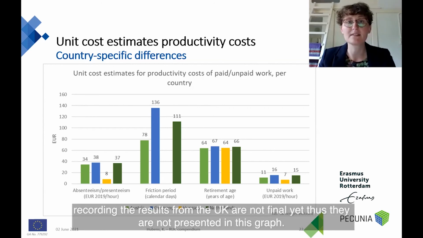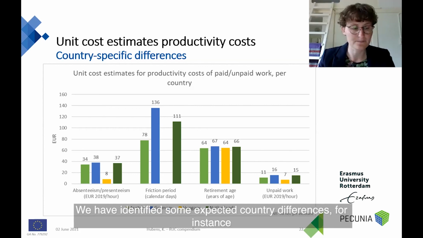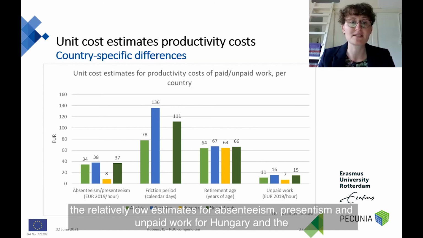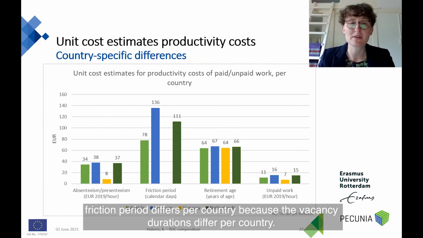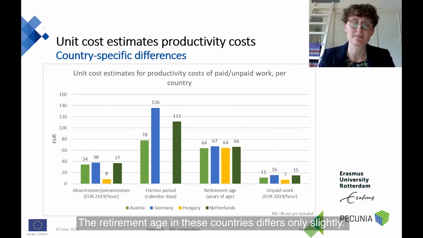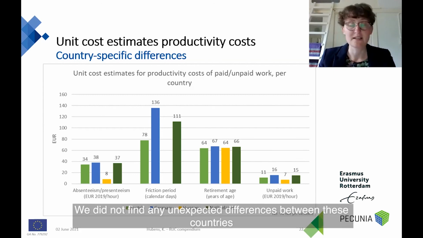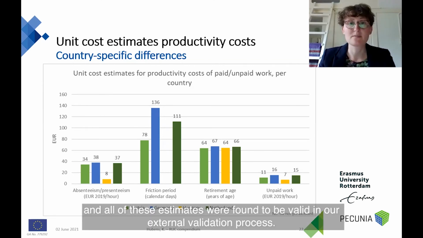At the time of this recording, the results from the UK are not final yet, thus they are not presented in this graph. We have identified some expected country differences. For instance, the relatively low estimates for absenteeism, presenteeism, and unpaid work for Hungary, and the friction period differs per country because the vacancy durations differ per country. The retirement age in these countries differs only slightly. We did not find any unexpected differences between these countries, and all of these estimates were found to be valid in our external validation process.